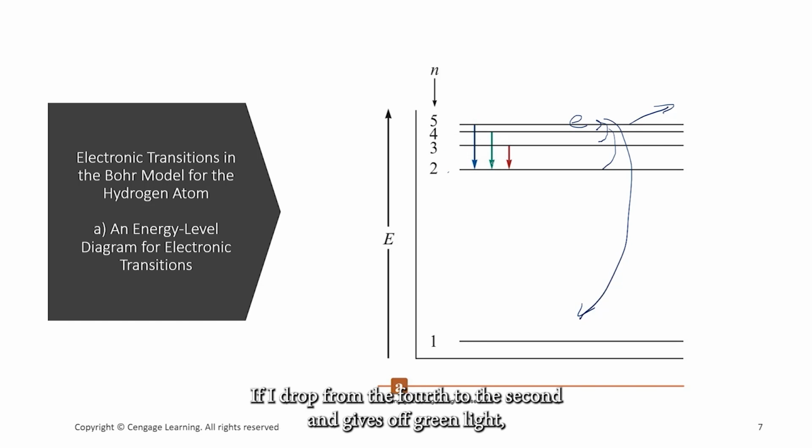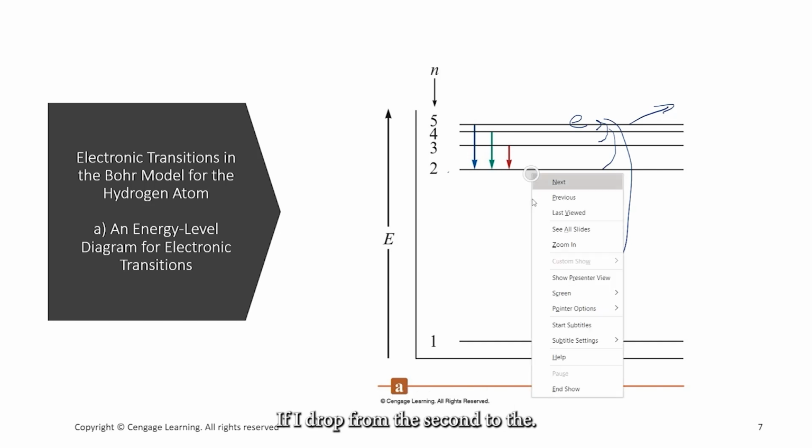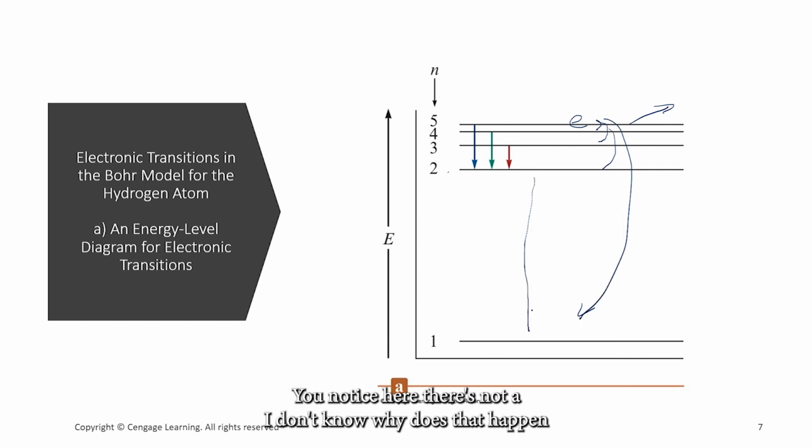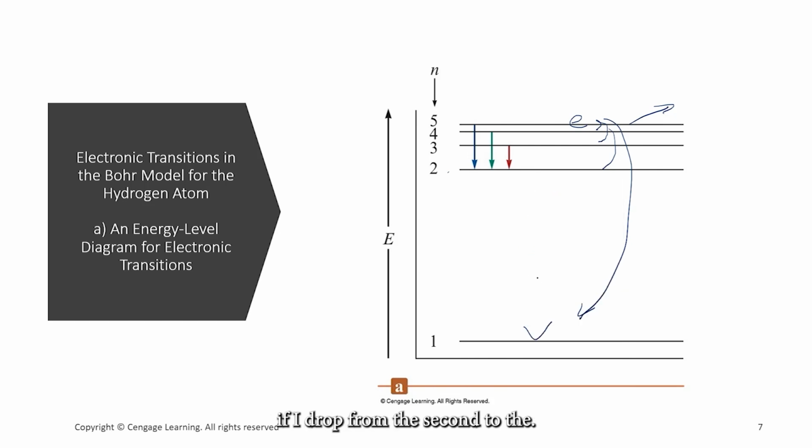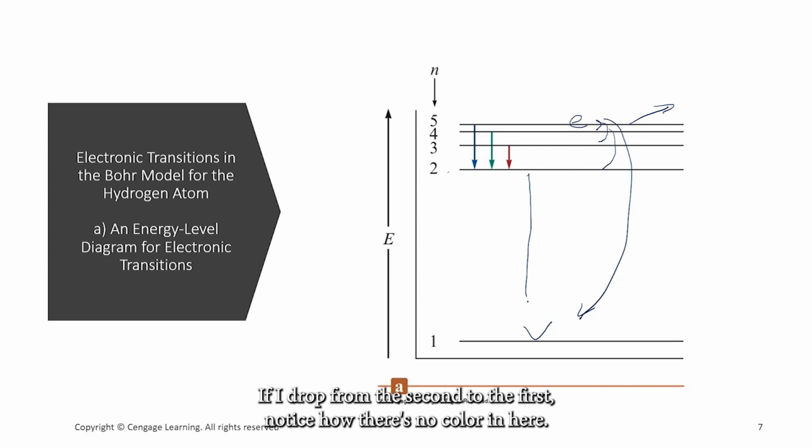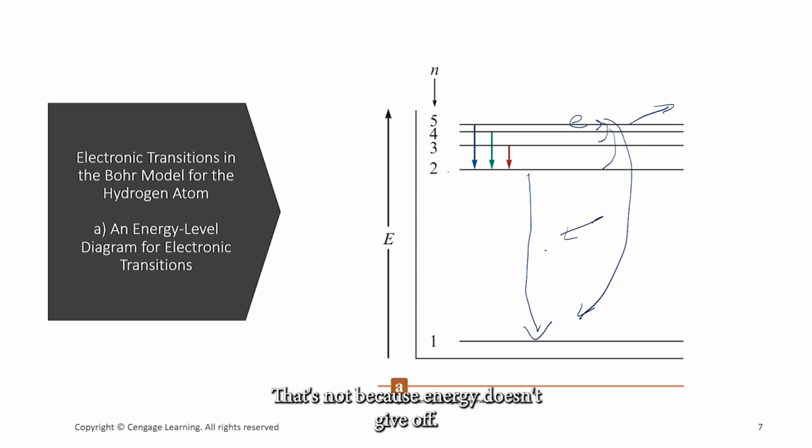Similarly, if I drop from the 4th to the 2nd, it gives off green light. If I drop from the 3rd to the 2nd, it gives off red light. If I drop from the 2nd to the 1st, notice how there's no color in here? That's not because energy isn't given off. There is indeed a lot of energy being given off, but that energy corresponds to a wave that we can't see.